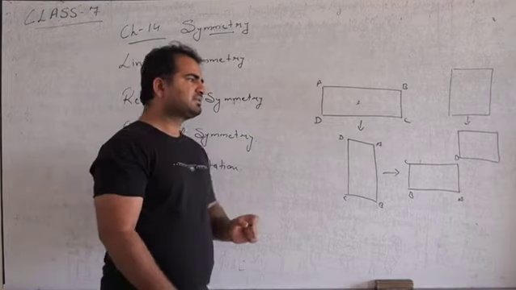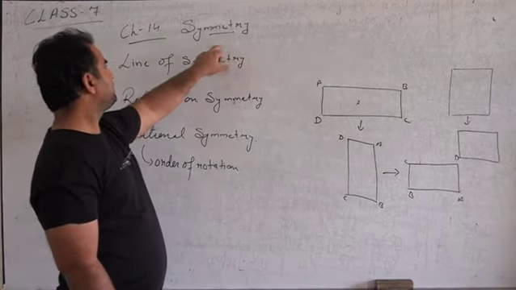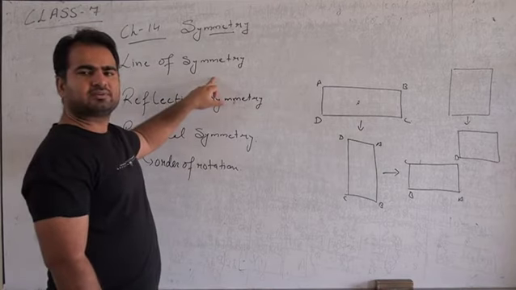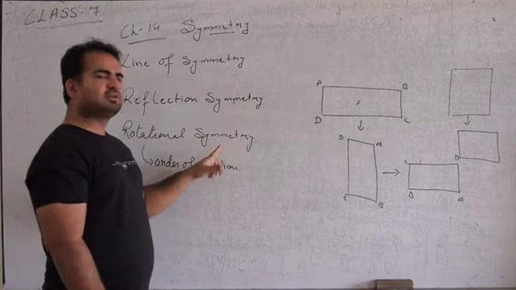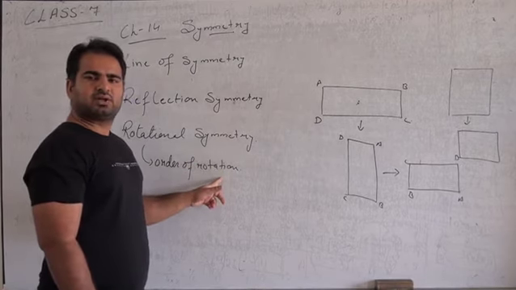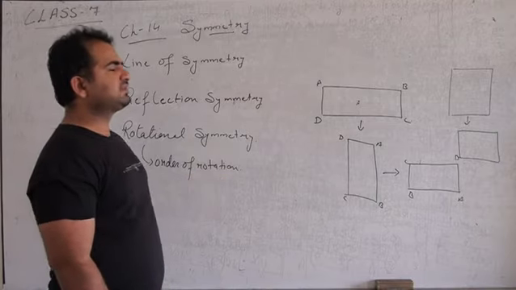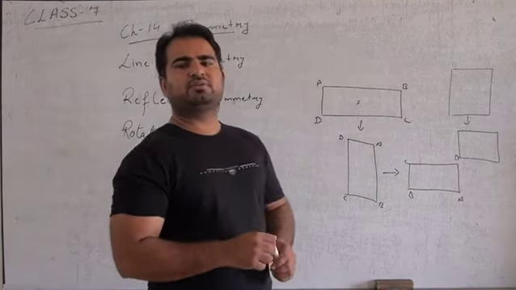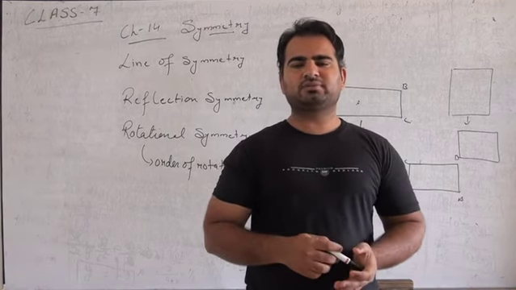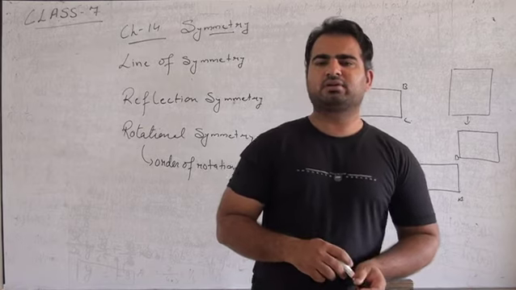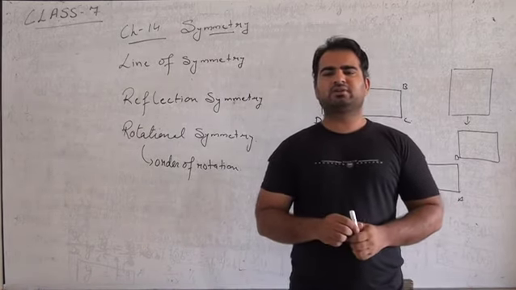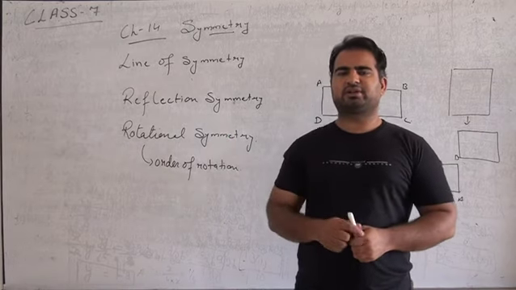Done? Okay class. So what we have done is chapter 14, symmetry, and in it we covered line of symmetry, reflection symmetry, rotational symmetry and order of rotation. Done? So listen class, you must study the points to remember which are given at the back of the chapter. Okay, so you will understand how many definitions there are and how many types of symmetry there are.